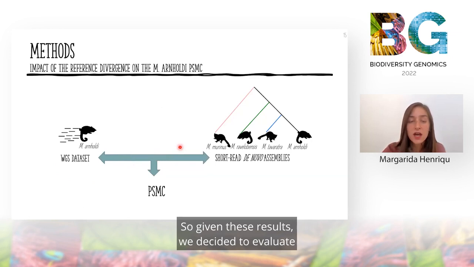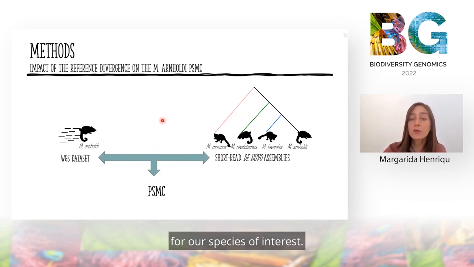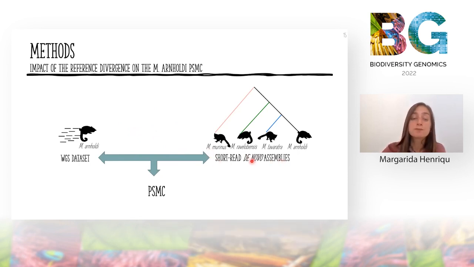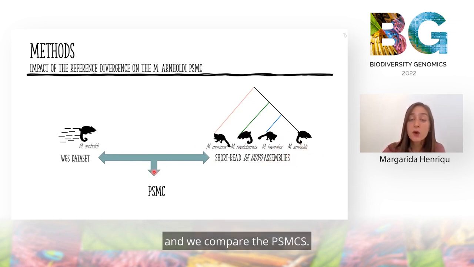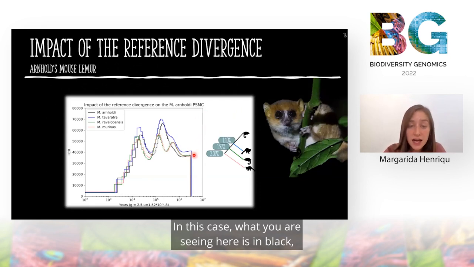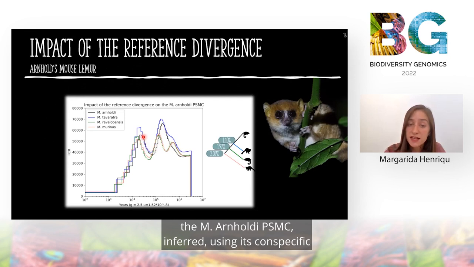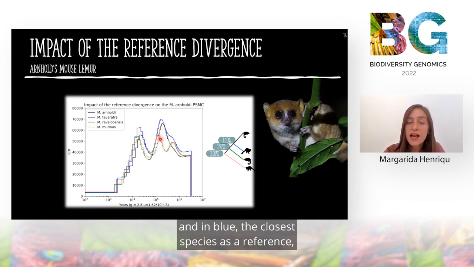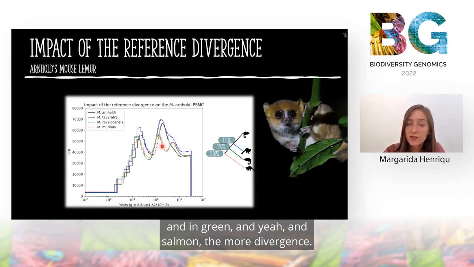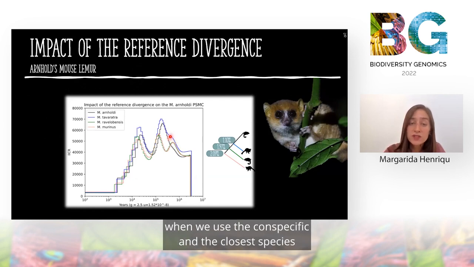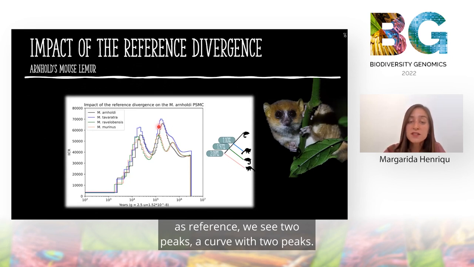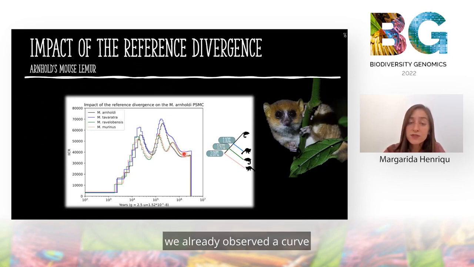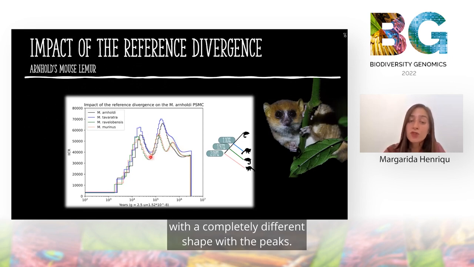So given these results, we decided to evaluate the impact of the reference divergence for our species of interest. So we used increasingly divergent reference short read de novo assemblies, as well as a de novo assembly for our species. And we compared the PSMCs. In this case, what you are seeing here is in black, the mouse lemur PSMC inferred using its conspecific de novo assembly as reference. And in blue, the closest species as reference, and in green and salmon, the more divergent ones. And we can see drastic changes of the curves. When we use the conspecific and the closest species as reference, we see a curve with two peaks. But when we use the more divergent reference, even with less than 2% divergence, we already observe a curve with a completely different shape with three peaks.